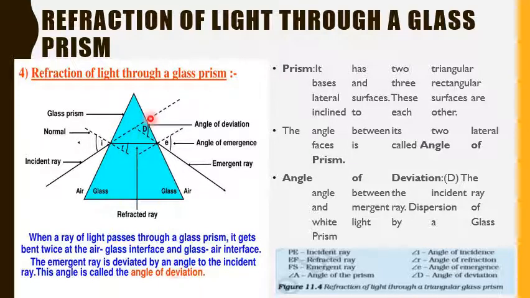This angle is called the angle of deviation. This angle is formed here by the emergent and incident ray. Okay.